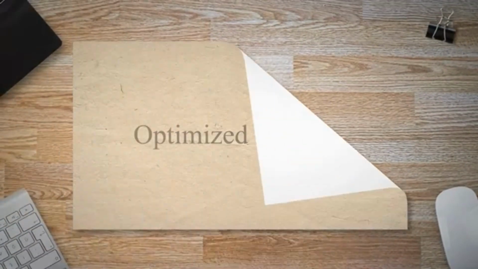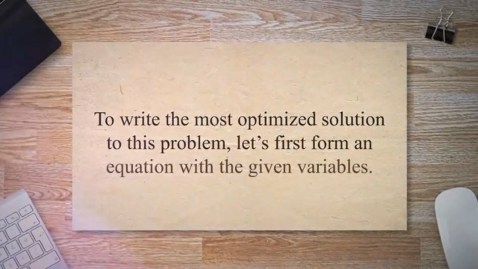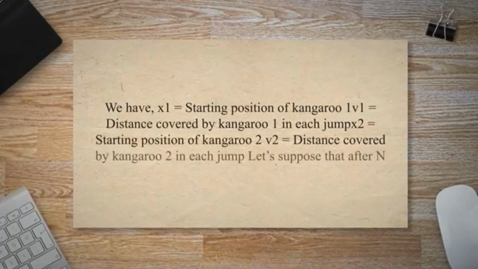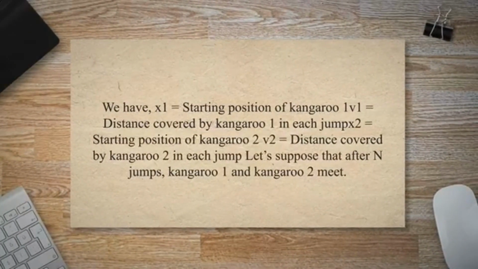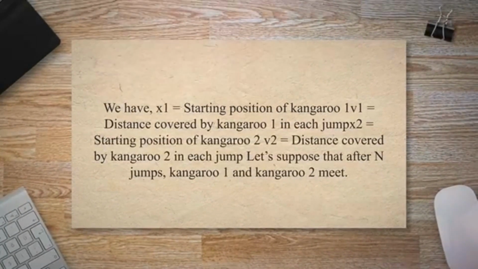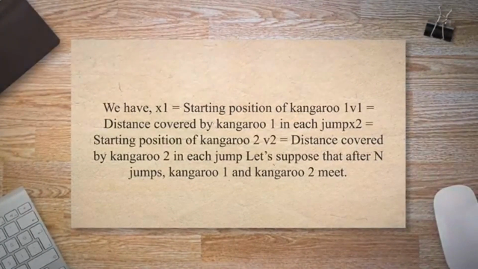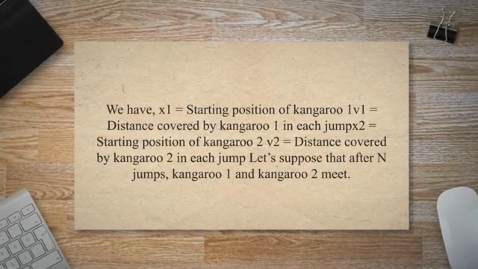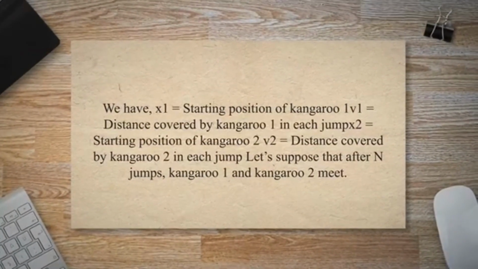Optimized solution. To write the most optimized solution to this problem, let's first form an equation with the given variables. We have x1 equals starting position of kangaroo 1, v1 equals distance covered by kangaroo 1 in each jump, x2 equals starting position of kangaroo 2, v2 equals distance covered by kangaroo 2 in each jump. Let's suppose that after n jumps, kangaroo 1 and kangaroo 2 meet.